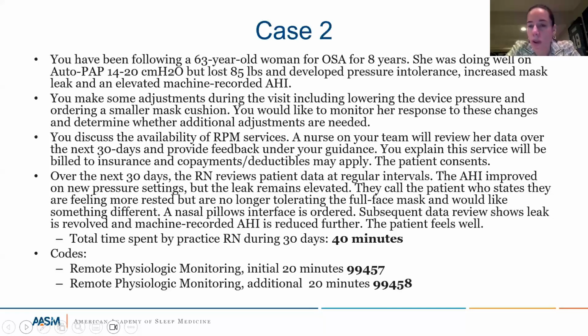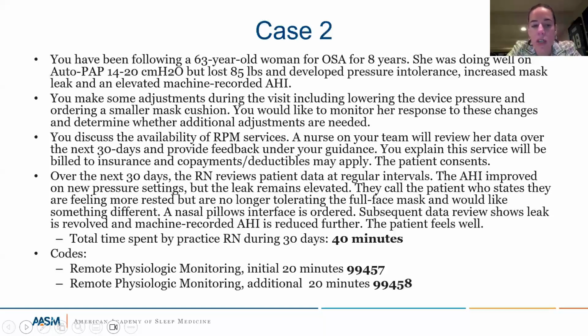You tell them that you have a nurse on your team that can review her data under your supervision, look at it over the next 30 days, and provide them with feedback under your guidance. You explain that this is a service that will be billed to insurance and there could be copays and deductibles, and the patient is on board and consents to this, and you document that in the chart. Over the next 30 days, the RN reviews the patient data at regular intervals. Maybe they find that the AHI improved with the changes you made, but the leak still is high.